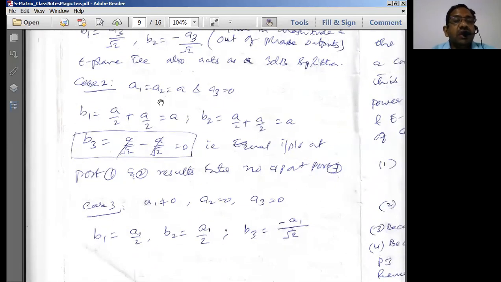Now, say another case, A1, A2 is equal to A and A3 is equal to 0. Then what is B1? What is B2? What is B3? So B1, B2 is equal to A. That means the outputs from port 1 and port 2 are equal to A. What about the output from port 3? It is going to be 0. That is, equal inputs at port 1 and port 2 are given, then the output is going to come as 0. This is the property of the E-plane T.